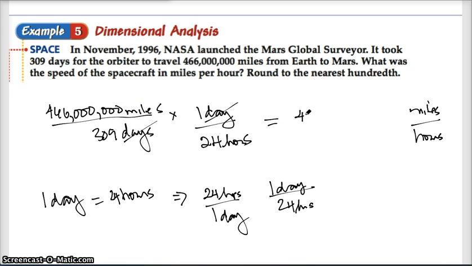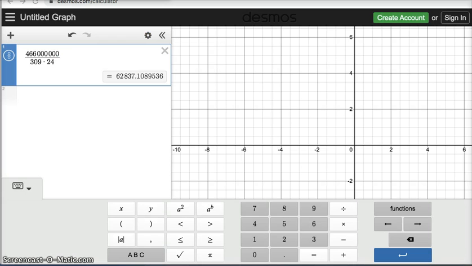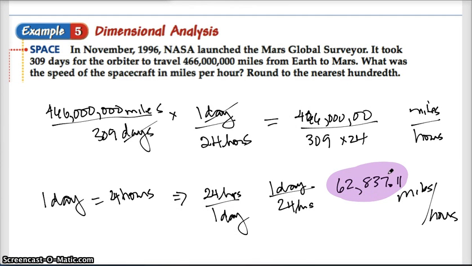This large number, 466 million, divided by the product of 309 and 24 is going to give us our answer. And with a little bit of help from Desmos, here's my answer, 62,837. All right, so there's our answer, 62,837.11 miles per hour.